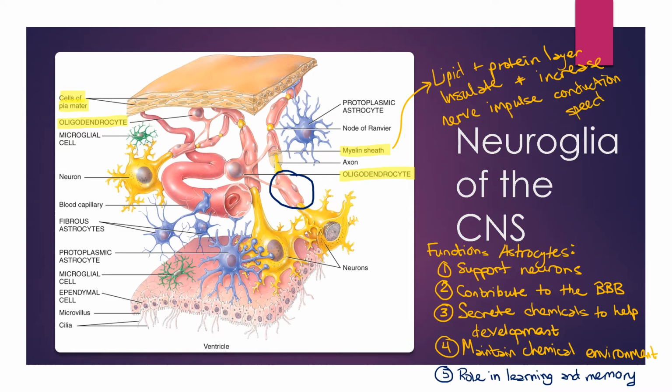Essentially, it helps that action potential to travel down the axon quicker. Okay, just a couple more cells to go over here. Next one we'll talk about are the microglial cells. So these are these little green cells here, and I'll erase this too.